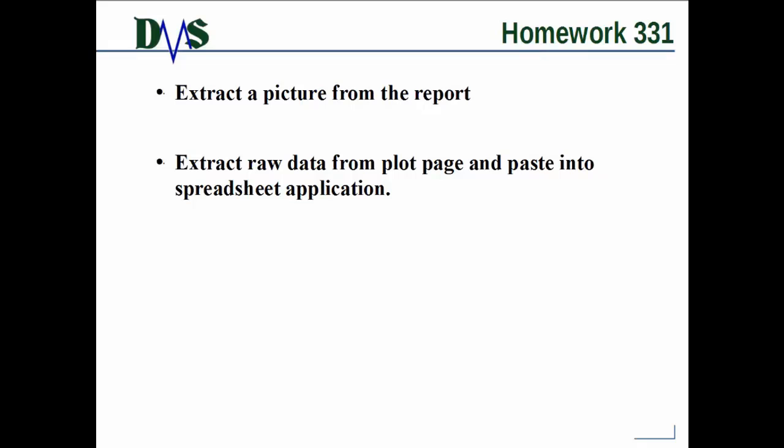So time to actually try all of that. Homework number 331. There is a homework in there. It has a report file with it. What I would like you to do is extract a picture from the report. You can use the Control C copy method, or J, a true extracted file. And then the other one, and this is the one I'd really like you to spend the time on because you're going to find this is useful once you get comfortable with it, is extract the raw data from that plot page and paste it into a spreadsheet application and actually get it separated out into every single column.